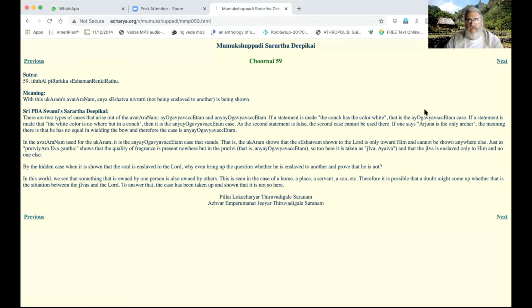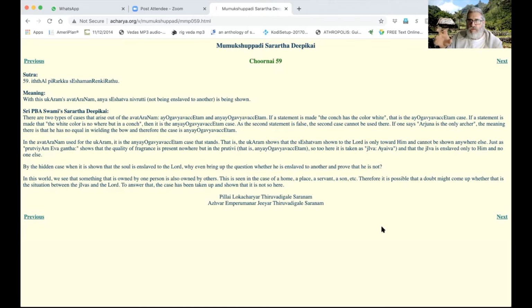So again, the meaning of the 59th Sutra, with this ukar as avataranam. Avataranam means descent, right? The letter U is descent. Anya sheshatva nivritti, not being enslaved to another, is being shown. So there are two types of cases that arise about this. If a statement is made, the conch has a white color, then this is a certain case. If a statement is made that the white color is nowhere else but in the conch, that's a different type of case, right? So these are different types of exclusivity, right?